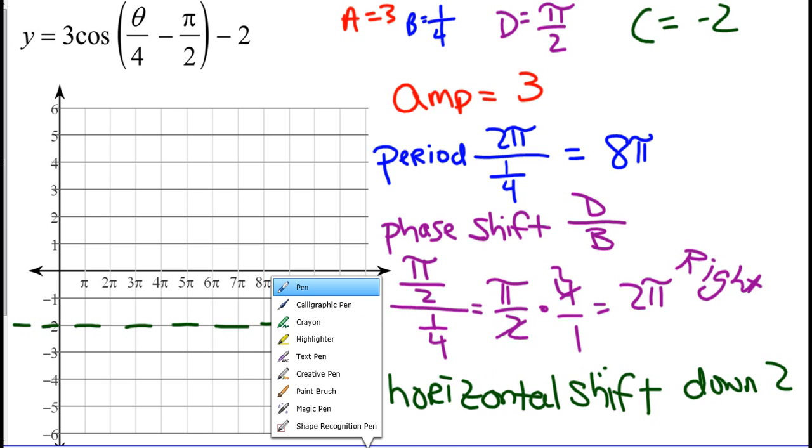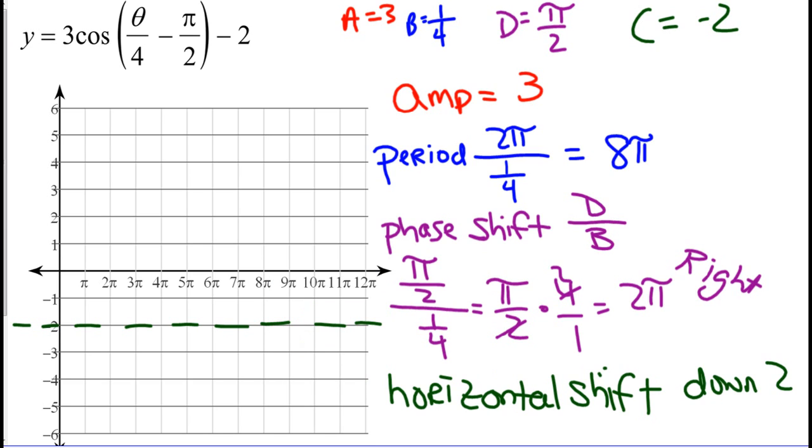Oh, no, wait, I need a highlighter. Highlighter. There we go. Okay. And then the phase shift, we are moving 2 pi to the right. Ooh, at least this is nice. The sine one I gave you was a little bit yucky. You had to deal with fractions and stuff.